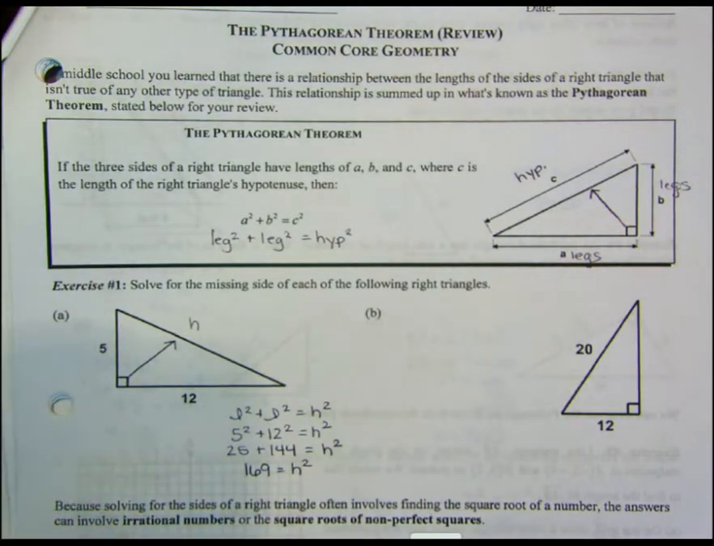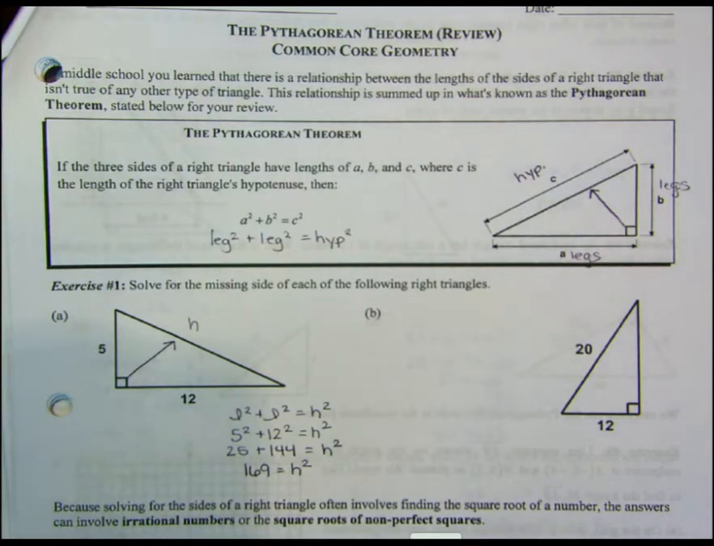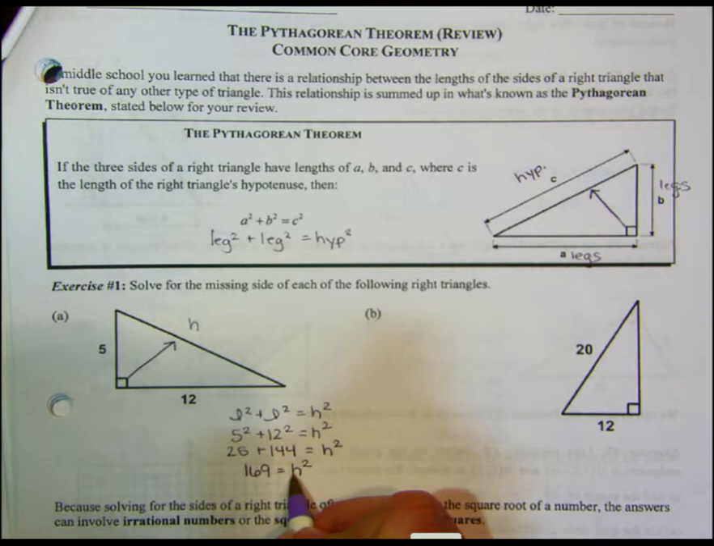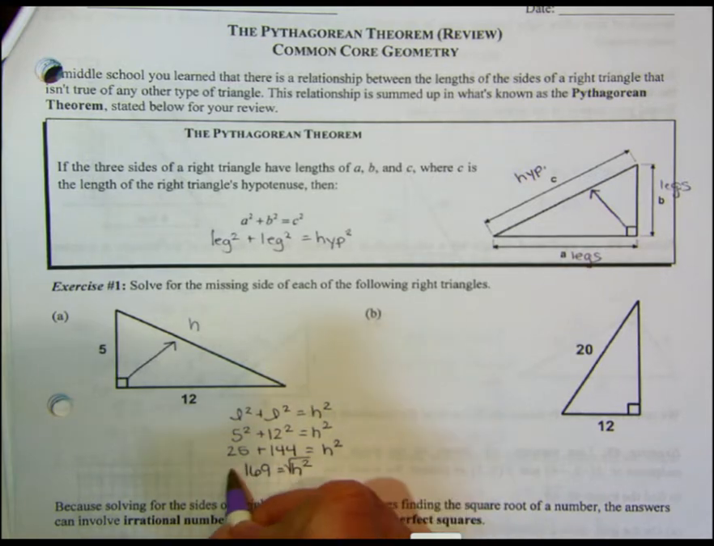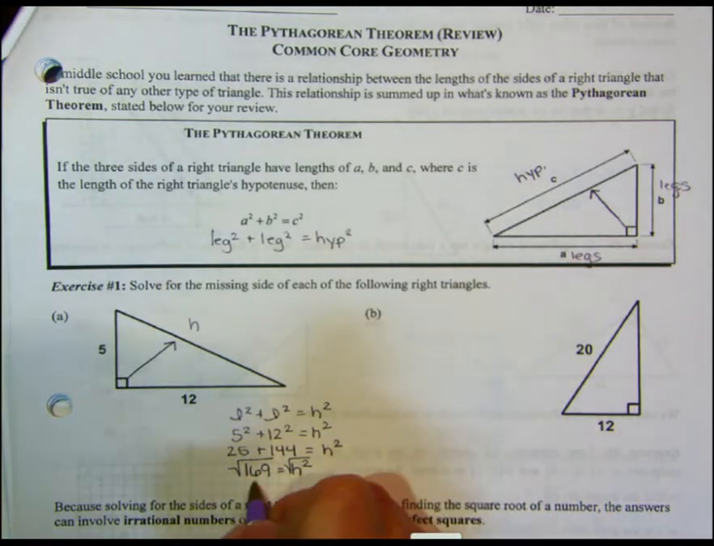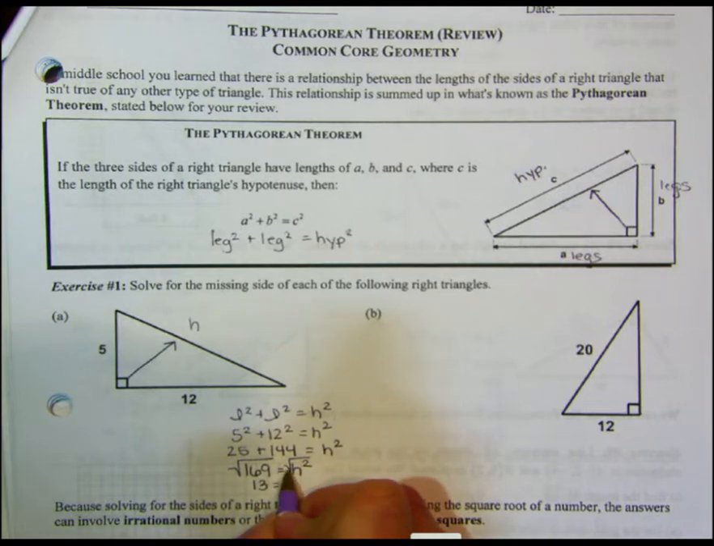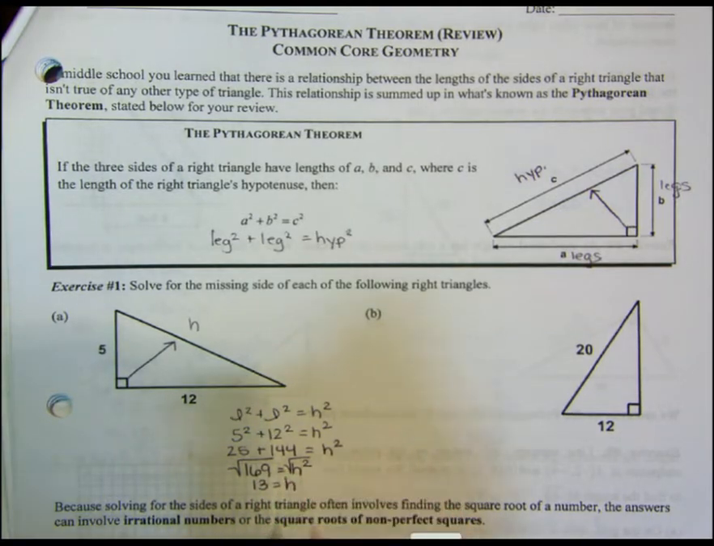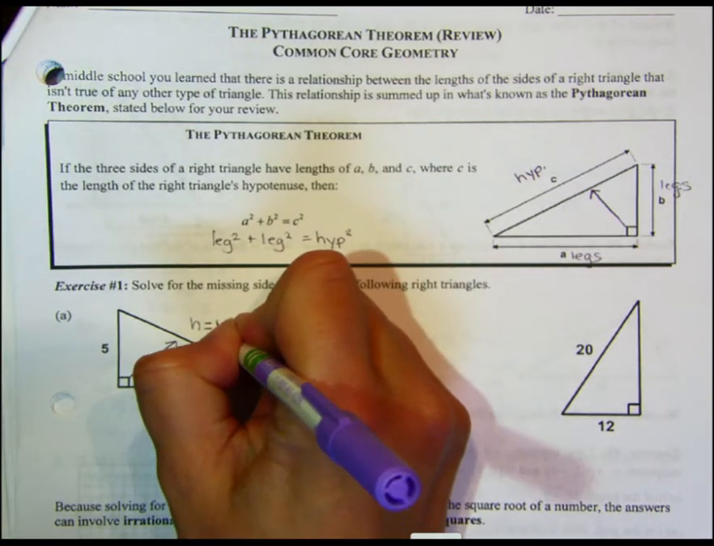squared, but I need to get the hypotenuse by itself. So I have to undo squaring the hypotenuse. And to undo squaring something, you take the square root. And remember, whatever you do to one side, you have to do to the other. And now with this one, we end up with the square root of 169, which is 13, and the square root of h squared is just h, so the hypotenuse in this triangle is 13.